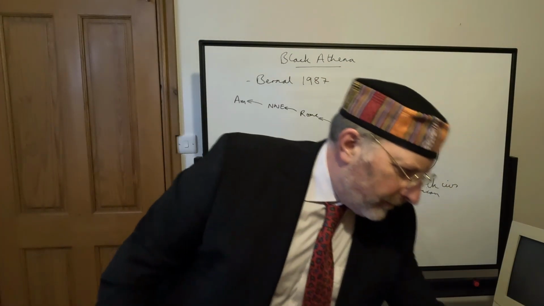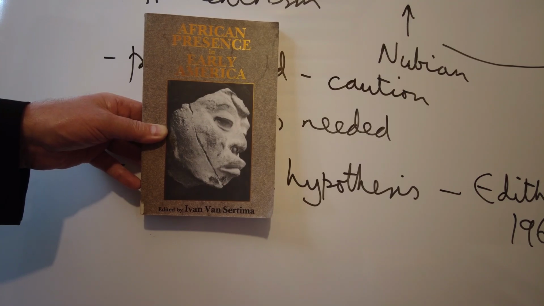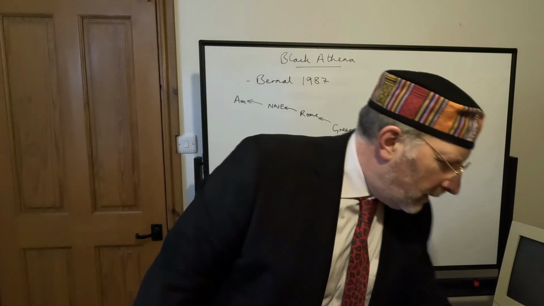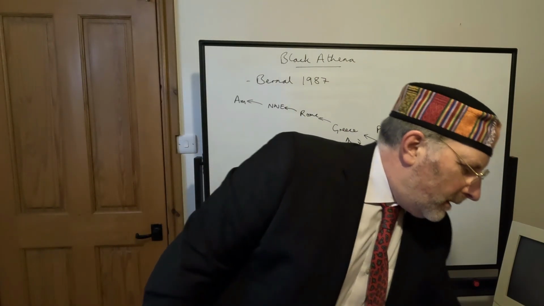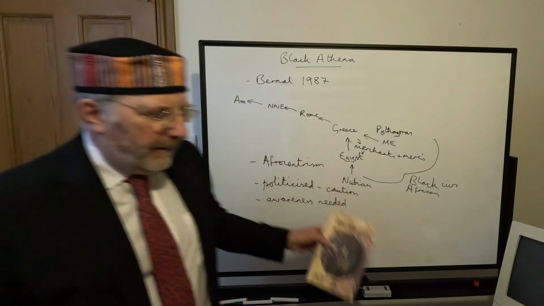African Presence in Early America, edited by Ivan van Sertima. And When We Ruled by Robin Walker.